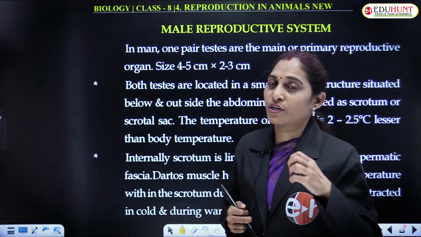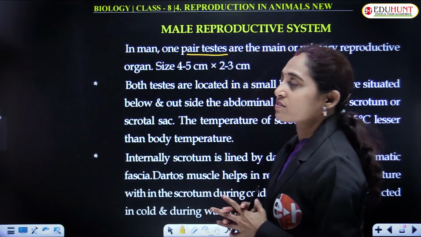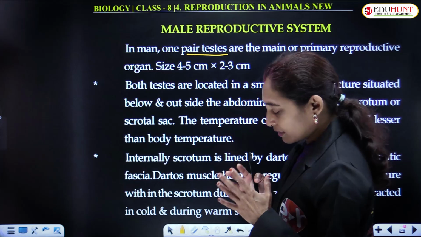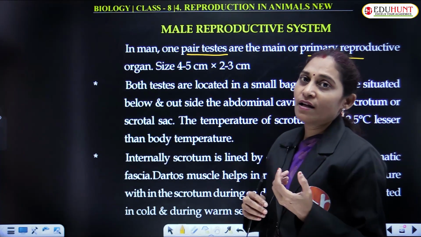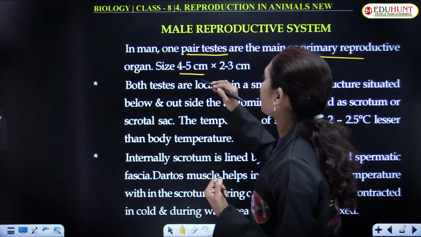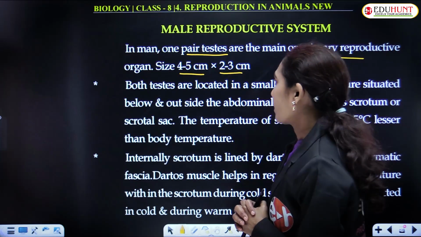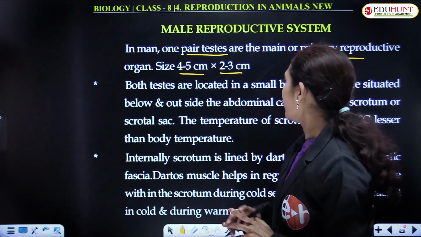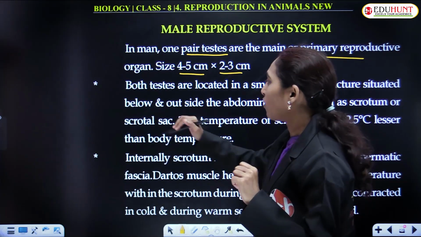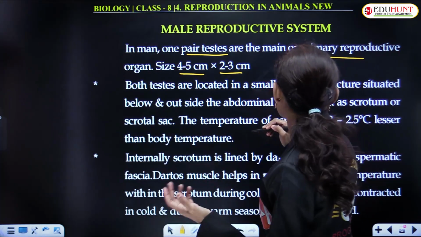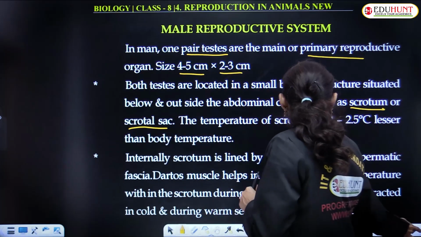How does it appear? In man, there are a pair of testes that are the primary reproductive organ. In males, the size ranges from 4 to 5 centimeters in length and 2 to 3 centimeters in diameter. Both the testes are located in a small bag called the scrotum, or scrotal sac, situated below and outside the abdominal cavity. I'll show you the picture.